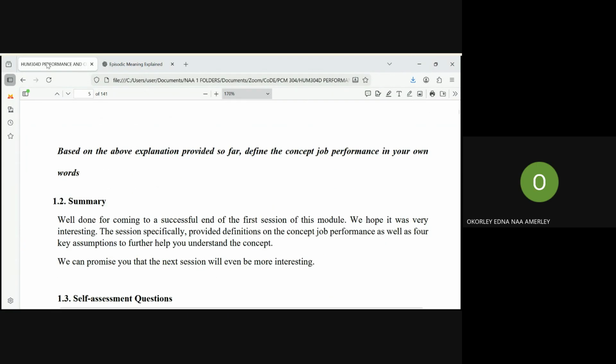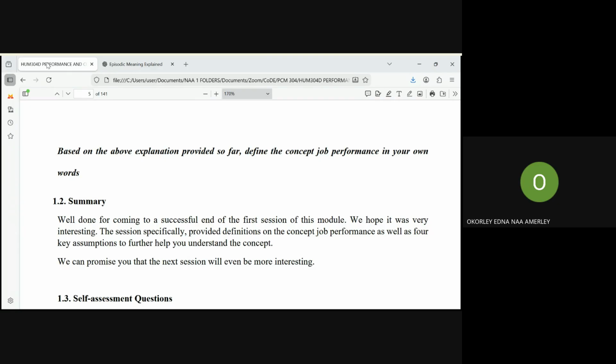So based on what we have seen so far, some of us have been able, in our own words, to define what a job is and what performance is. Others have also been able to combine the job and the performance and put it in their own definition. So this brings us to the end of our Unit 1. And we have understood that the concept of job performance, according to Motowidlo, besides the definitions that have been given, has 4 key assumptions, because from the definition we saw that we need behaviors and actions to undertake the job that we have to do.